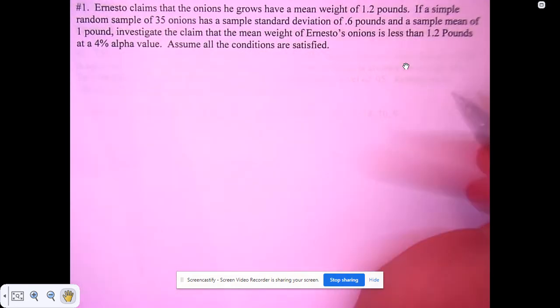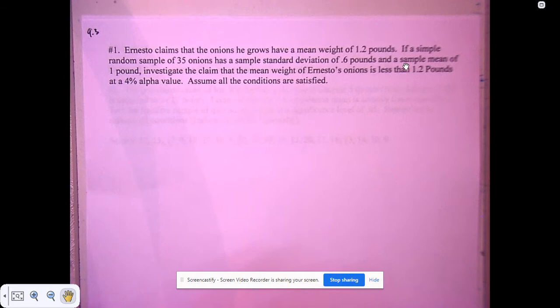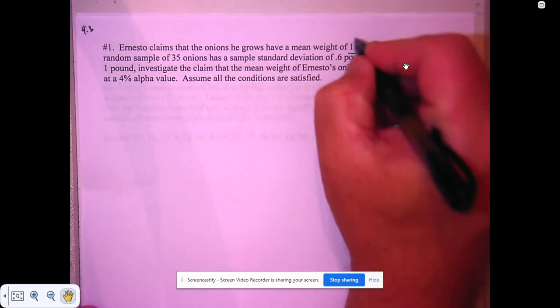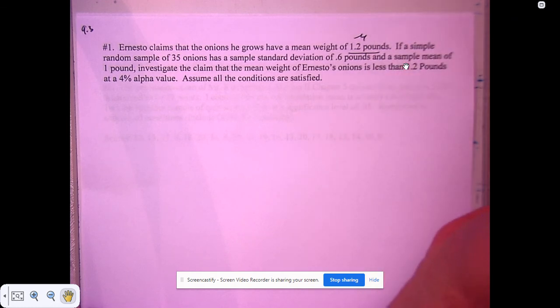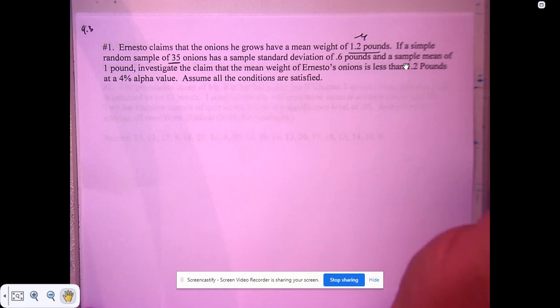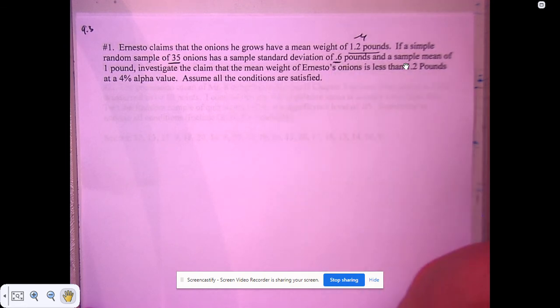Okay, so Ernesto claims that the onions he grows have a mean weight of 1.2 pounds. Mu is right there. A simple random sample of 35 onions, there's your n. Sample standard deviation, there's your s. And a sample mean of 1, that's your x bar. Investigate the claim that the mean weight of Ernesto's onions is less than 1.2 pounds.